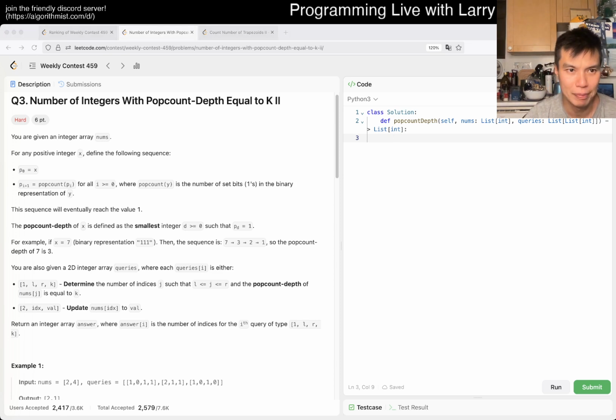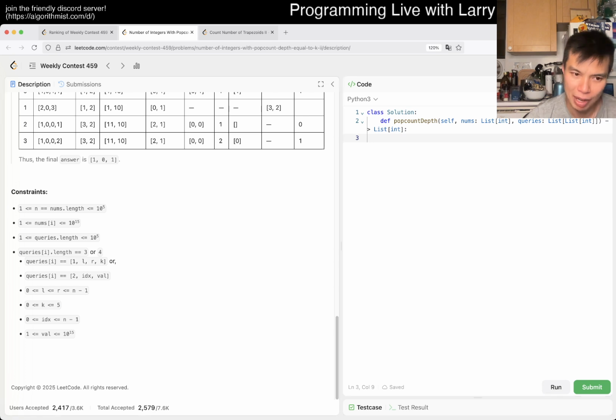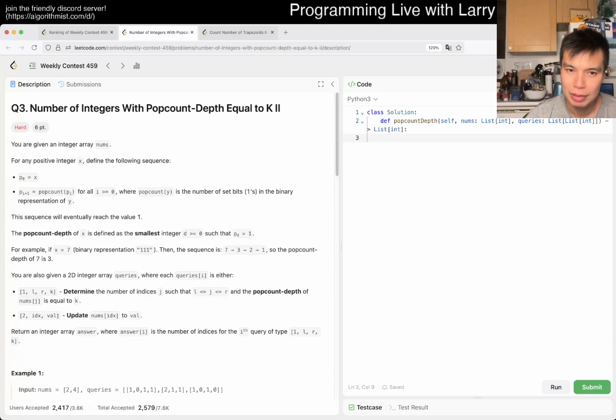Let me find my template. Segment tree is one of the things that I do have a template for. If I could find it. Oh no, there it is. Do I want max? What does K go up to? K goes up to 5. Okay, so we can do segment tree. Just that we keep track of 5 things, right?